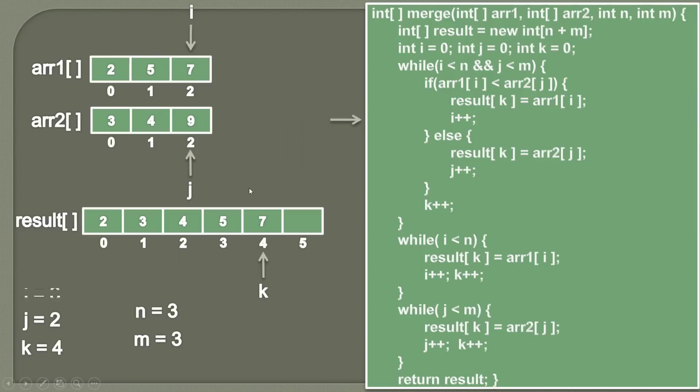So i becomes 3. Here you can see now i has crossed the boundary for array 1. We have used this position, so we'll increment k by 1. k becomes 5. So friends, now you can see that array 1 is already exhausted. So this condition, i is less than n, where 3 is not less than 3, comes out as false, and this while loop will terminate.